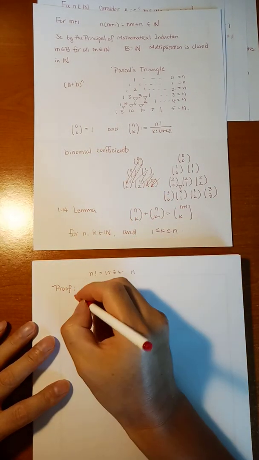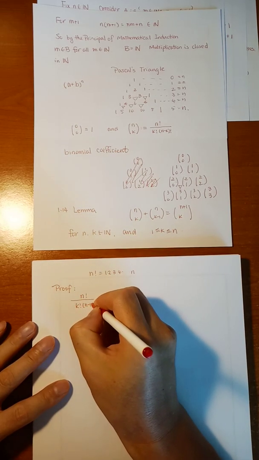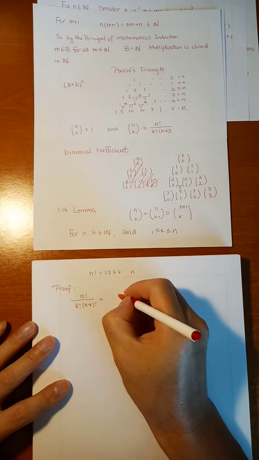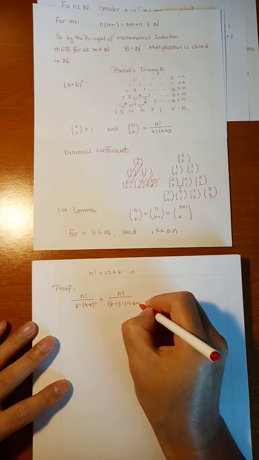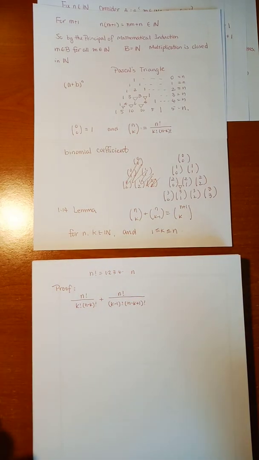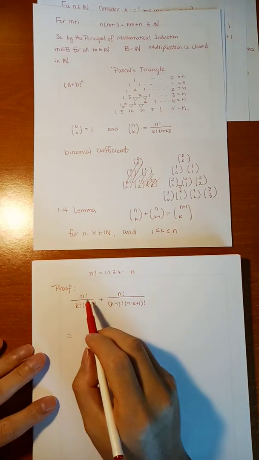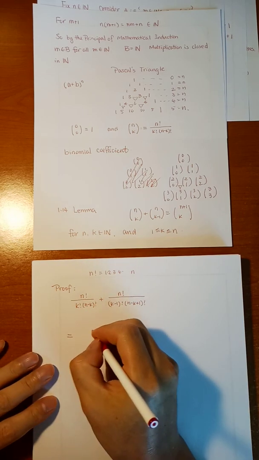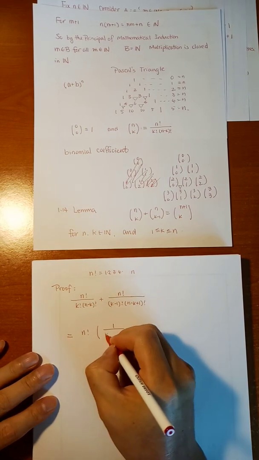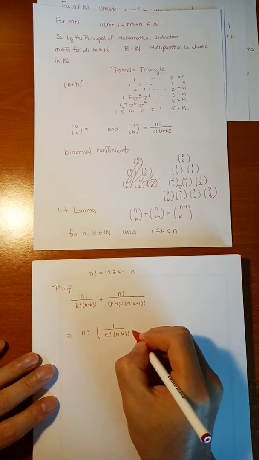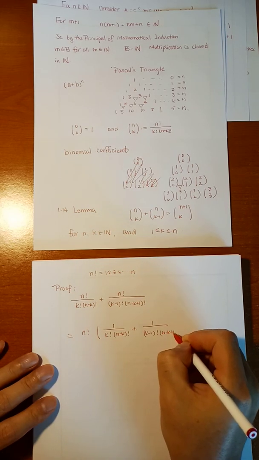Let's see. n choose k is n factorial over k factorial times n minus k factorial. n choose k minus 1 is n factorial over k minus 1 factorial times n minus k plus 1 factorial. Okay? They both have the numerator n factorial. And the first one becomes 1 over k factorial, n minus k factorial, plus here 1 over k minus 1 factorial, n minus k plus 1 factorial.